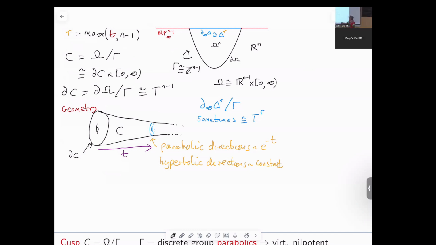And the geometry, there's a Hilbert metric here, and as you go out into the cusp, asymptotically, some directions correspond to parabolics, some directions correspond to hyperbolics. As you go out, the parabolics shrink exponentially, and the hyperbolic directions don't shrink. There's an action of this group on this simplex at infinity. Usually that action isn't discrete, but sometimes it could be discrete.